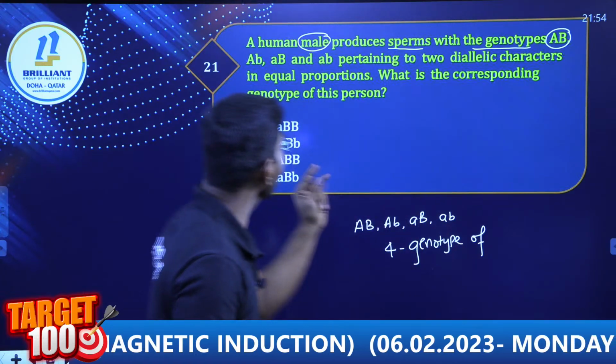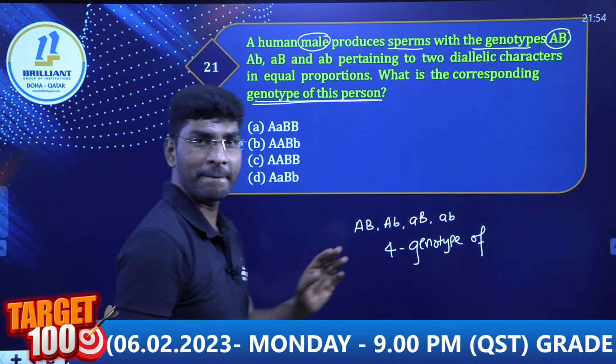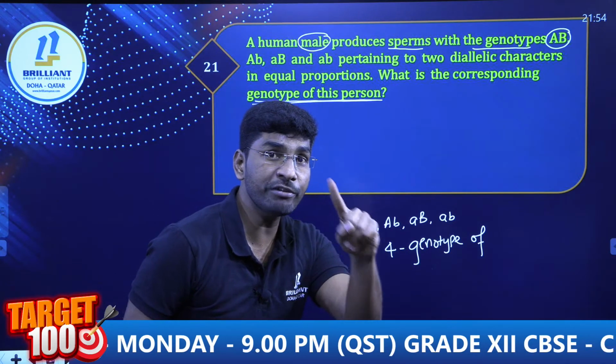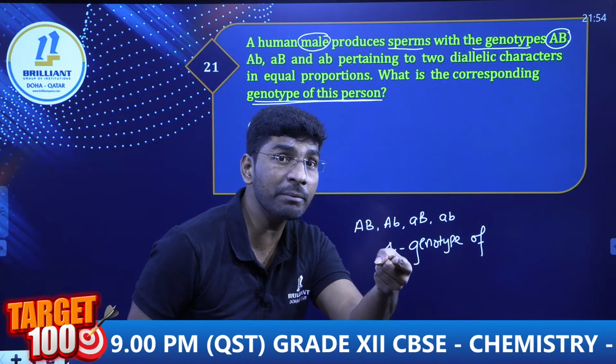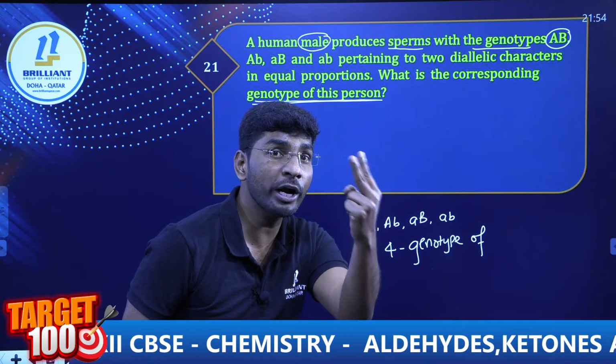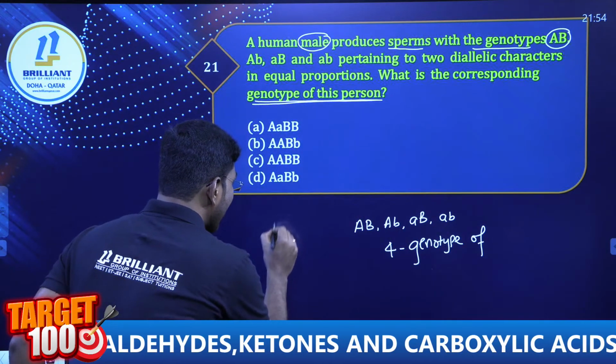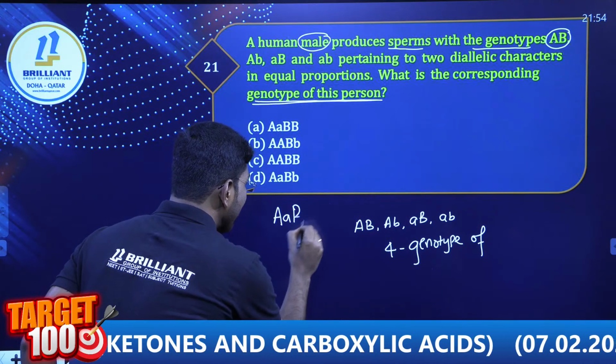Any one of you? So what is the corresponding genotype of the person? I told you, when 4 different types are coming, it means there are two heterozygous genes. There must be 2 heterozygous. I hope you got me. Very good. So I can write capital A, small a, capital B, small b.